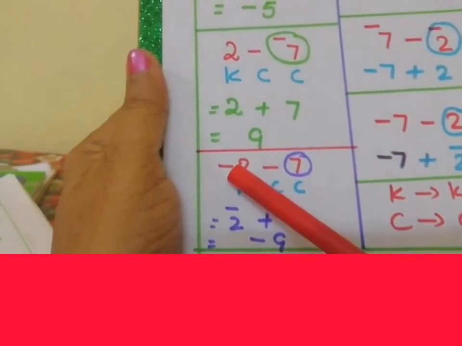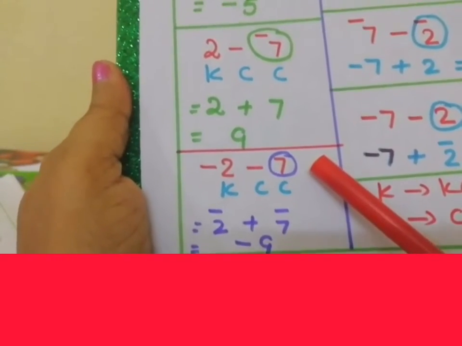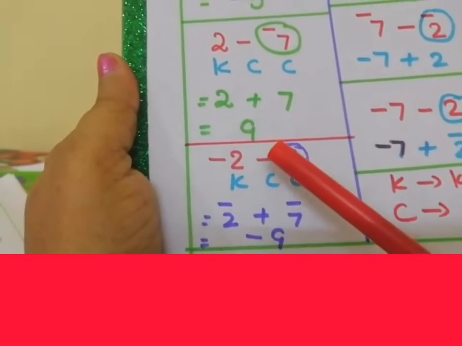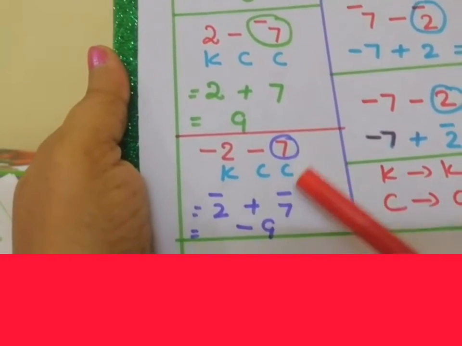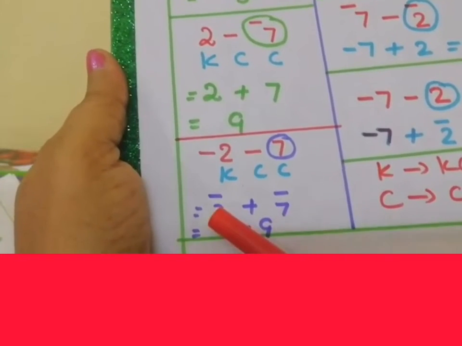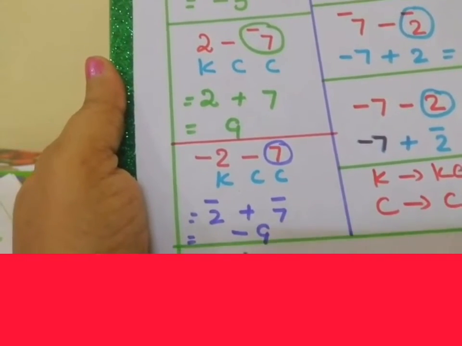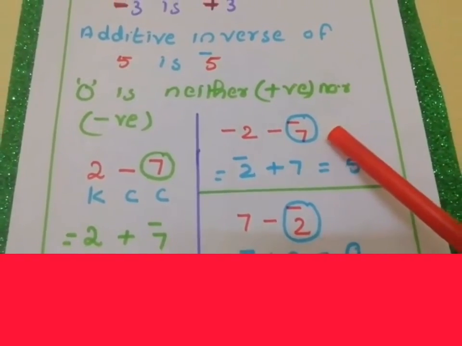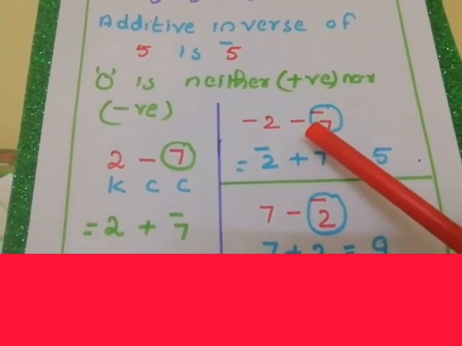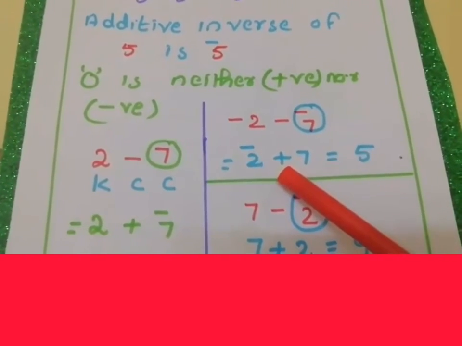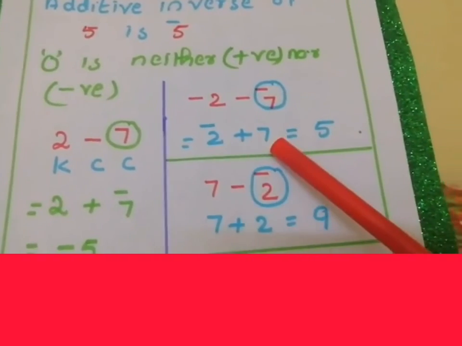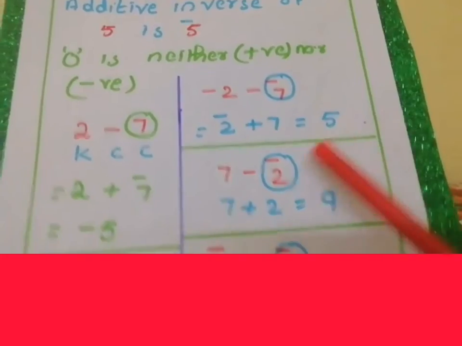Third one, negative 2 minus 7. Negative 2 stays negative 2 itself. Minus will become plus, 7 will become negative 7. Negative 2 plus negative 7 is equal to negative 9. Next is negative 2 minus negative 7. Negative 2 keep, minus change to plus, negative 7 change to positive 7. Negative 2 plus 7 is equal to 5.